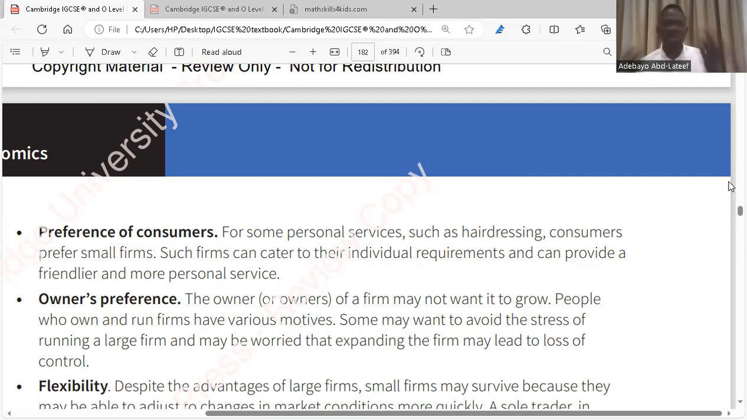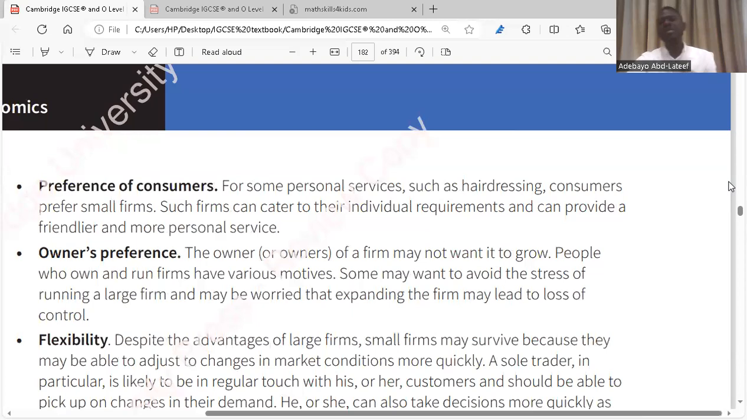Hairdressers are always small firms. Barber shops are always small firms. Laundries are always small firms. Is it clear? The third point is the owner's preference. Some owners are wealthy. They can become so big, but they choose to remain small, probably because they want to take decisions alone. Probably they don't want to take so much risk or so much responsibility.